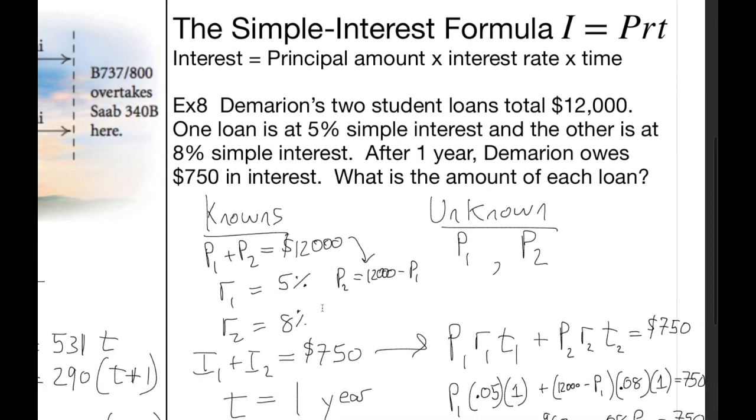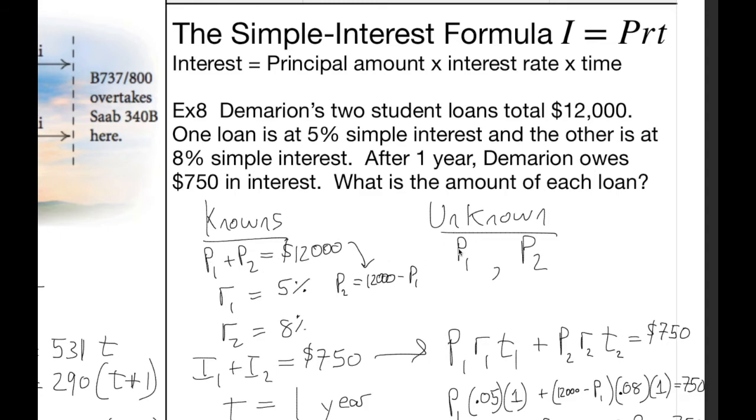Okay, so the things that we know are, we don't know what the principal 1 and principal 2 are. That's what is the amount of each loan? That's the amount, P. So, and he's got 2 of them. We don't know what P1 and P2 are. But we do know that when you add them up, you get $12,000. And so therefore, maybe even more important equation would be if you solved one of them for the other. If you subtract P1 from both sides, you get this. P2 is equal to 12,000 minus P1.